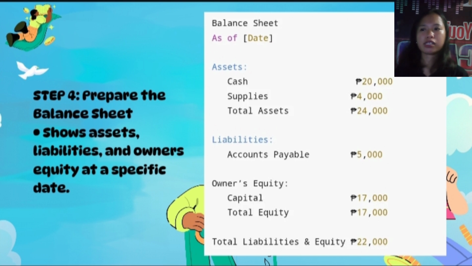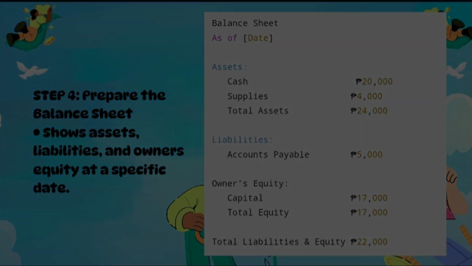So the total assets is 24,000. The next is liabilities, which is what you owe. So what you owe is accounts payable, which is 5,000. Then owner's equity capital, which is 17,000. So the total liabilities and equity, which is 22,000.